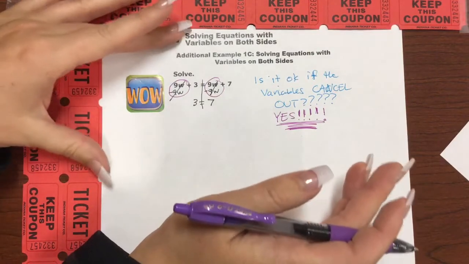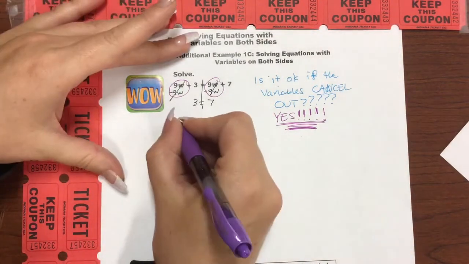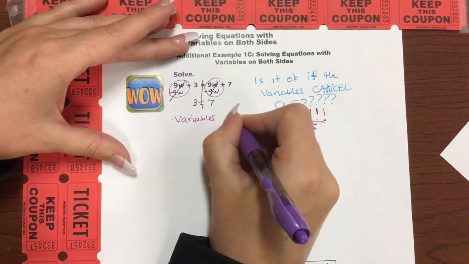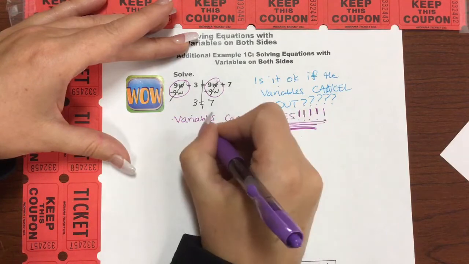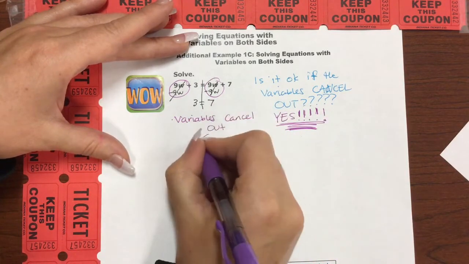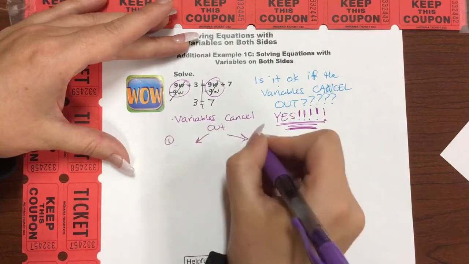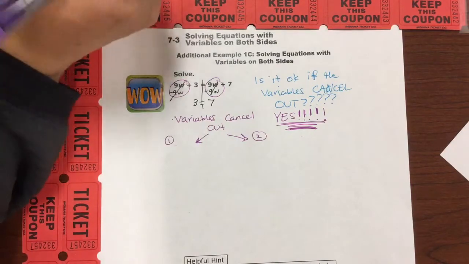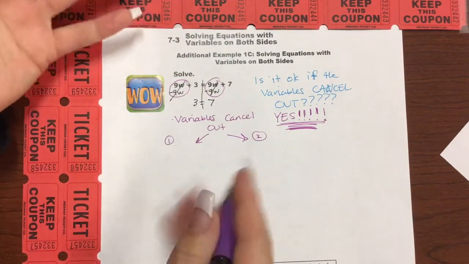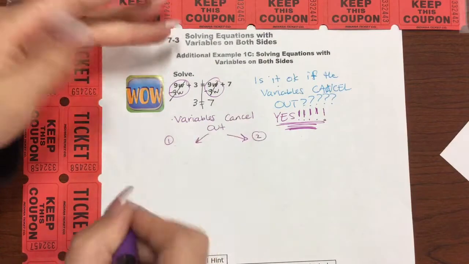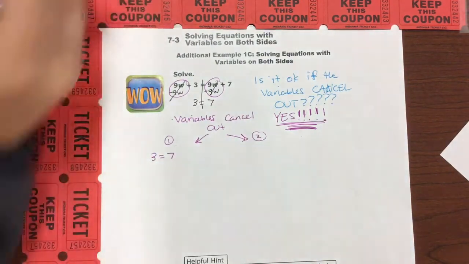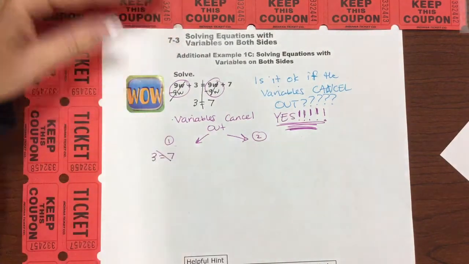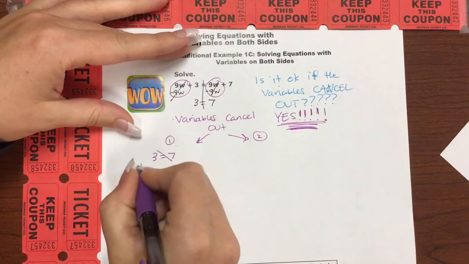What that means is it means 2 things. How many things? 2 things. So if the variables cancel out, it means 2 things. Let's talk about the first. If they cancel out, it's totally okay. What you're going to end up with is something like this: 3 equals 7. Well, does 3 equal 7? No, it does not. 3 does not equal 7. What that means is that is a false statement.